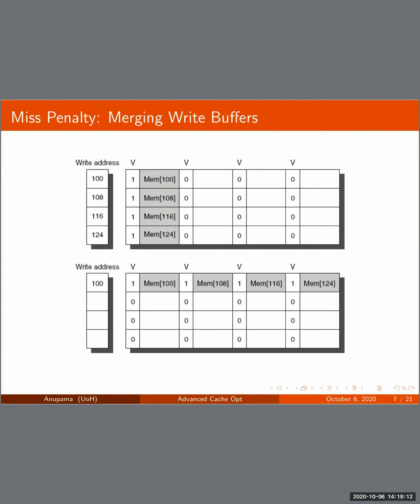If you have contiguous memory, you can do this and actually reduce your miss penalty. If it's not contiguous, you can't do it. But because of the locality issue, most of the time you will be writing to contiguous memory locations. I mean, you'll be writing to arrays a lot of the time, and so this can be taken advantage of.